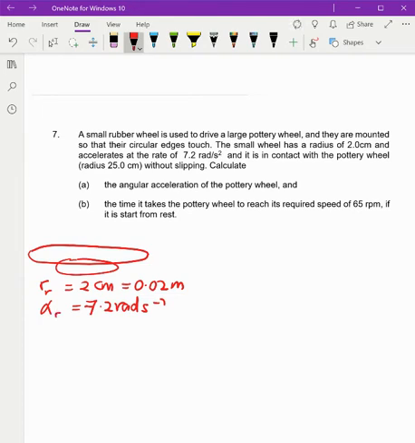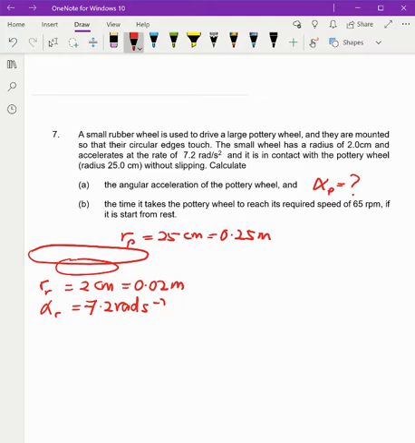Okay, next information given is the radius of the pottery wheel, which equals 25 centimeter, which equals 0.25 meter. So the first question is the angular acceleration of the pottery wheel. So the question asks for the value of alpha for the pottery.